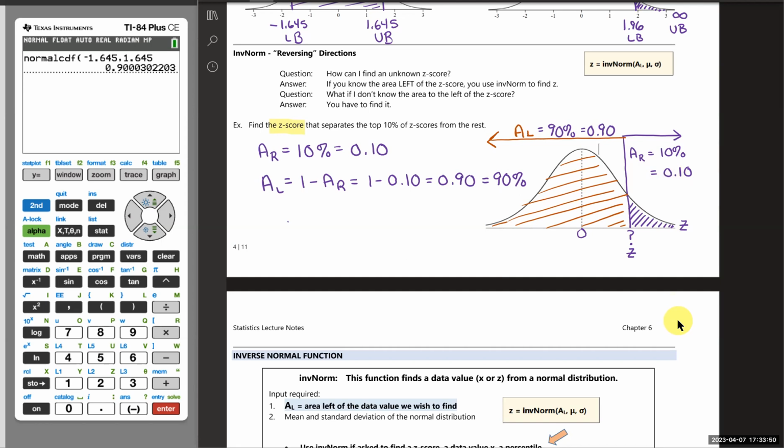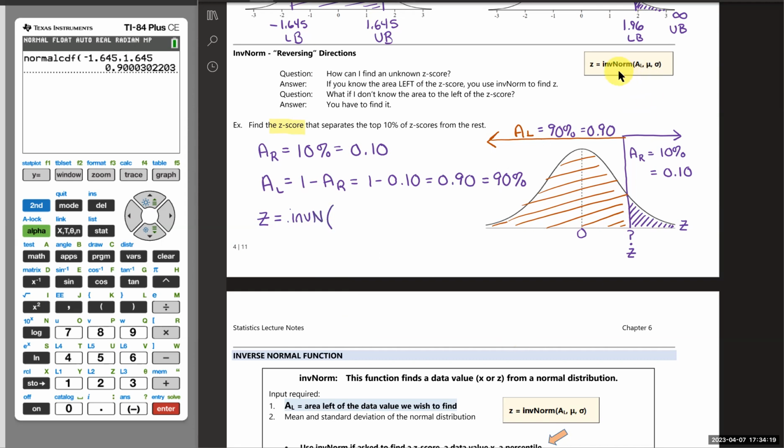All right, so that's the key. In order to move forward, you're going to need to find the area to the left of the z-score. So what if you don't know it? Well, then you have to find it, and that wasn't that hard. If you know the area to the right, the rule of complements gives you the area to the left. And then the calculator can do the work for us. That missing z-score, we find it by using the inverse norm function.